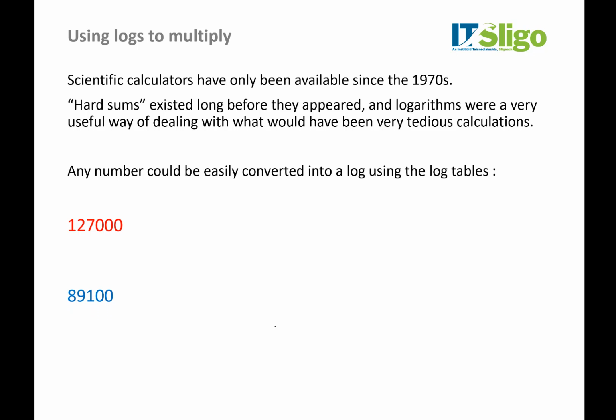So here, say if we had a number like this and we wanted to turn it into a log, and here's two numbers. We're going to do a few sums with these numbers, but I'm just going to show you where the log value comes from. We would go to our log tables, but we'd only look up the first 3 digits. As the tables get more accurate, you could look up the first 4, the first 5 digits, but the tables I have are a bit rough and ready. So we just look up the 127 and the 891.